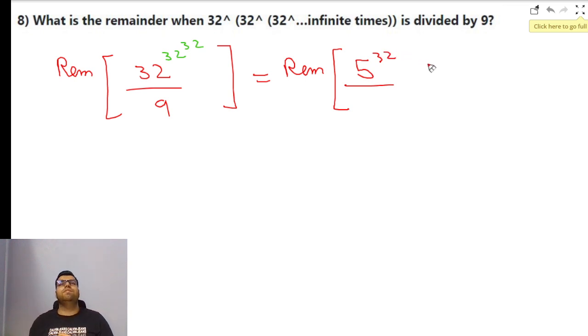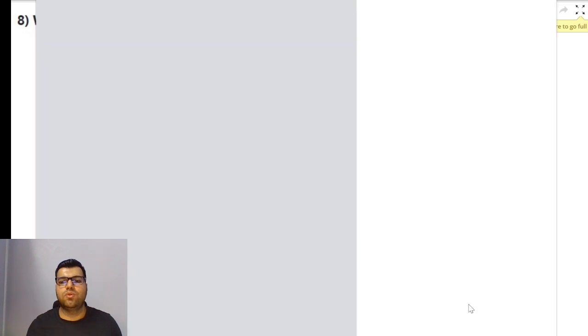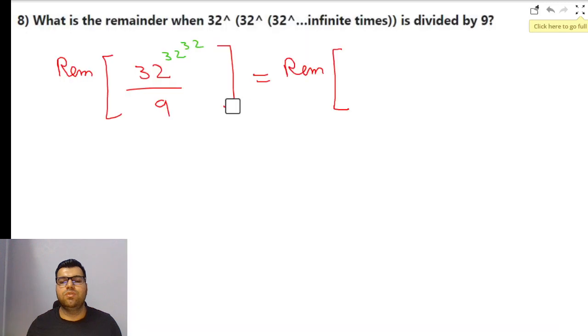With 5, we can make a pattern, but it is better to do it like this, students. As I told you earlier, we can use negative remainders. The remainder of 32 with 9 is of course 5, but in negative remainders, I can write it as minus 4 also.